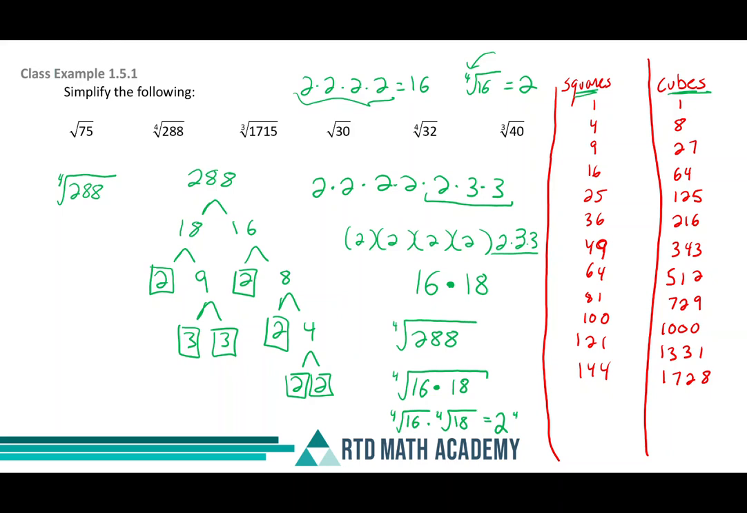And then I'm leaving the fourth root of 18 as the leftovers. There's no other fourth root that comes nicely out of that. We would have seen it in our patterns here. So we can now say our final answer for the fourth root of 288 is 2 multiplied by the fourth root of 18.